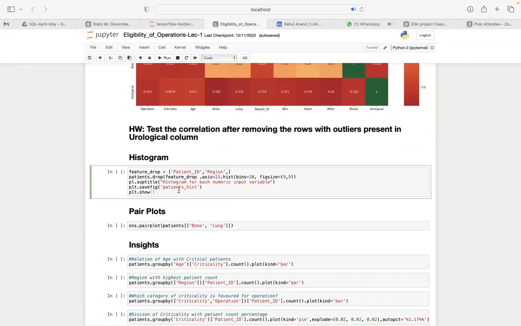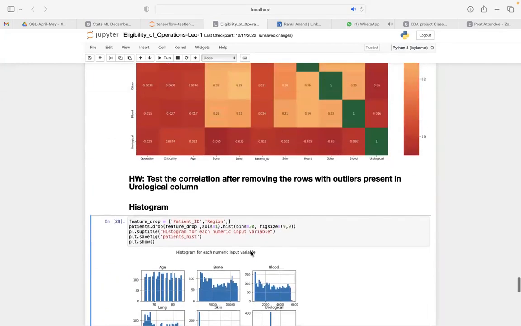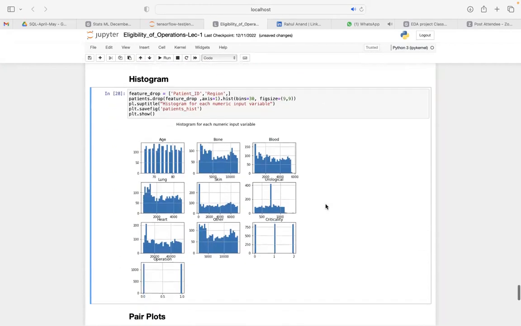So again, going to check the histogram of the data. This is basically, now that the cleaning part and EDA part is done, we are just checking the sanity of the data, like how it is behaving compared to age and lung, bone and skin.